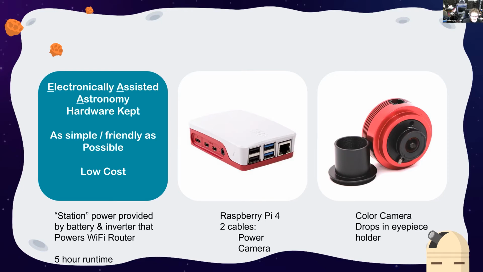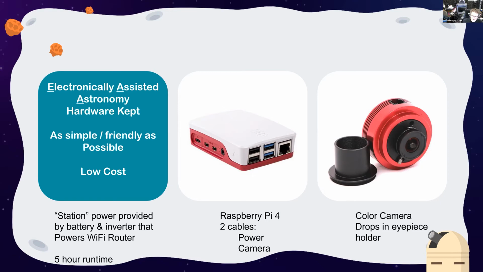We'll have a couple of batteries with an inverter running a router that's going to run for 5 hours, which is way more than we need. At each station, we'll have a Raspberry Pi and just two cables: power for the Pi and a cable for the camera. Ideally, a color one-shot camera would just drop into the eyepiece holder. You do a little refocus, and you're on your way.